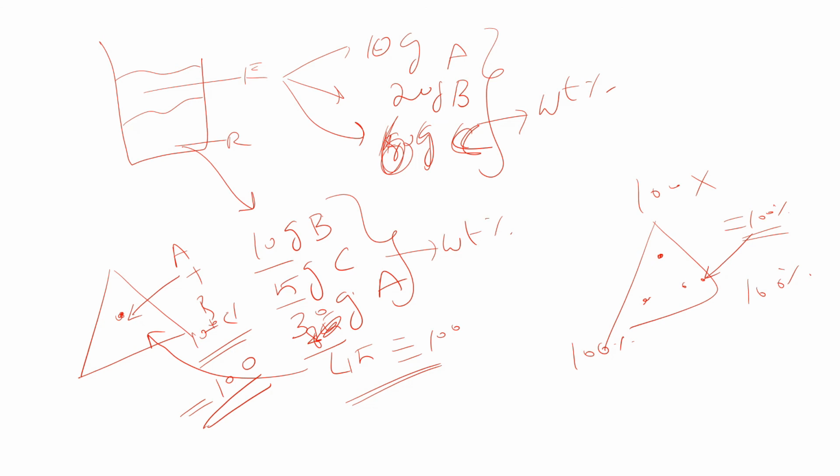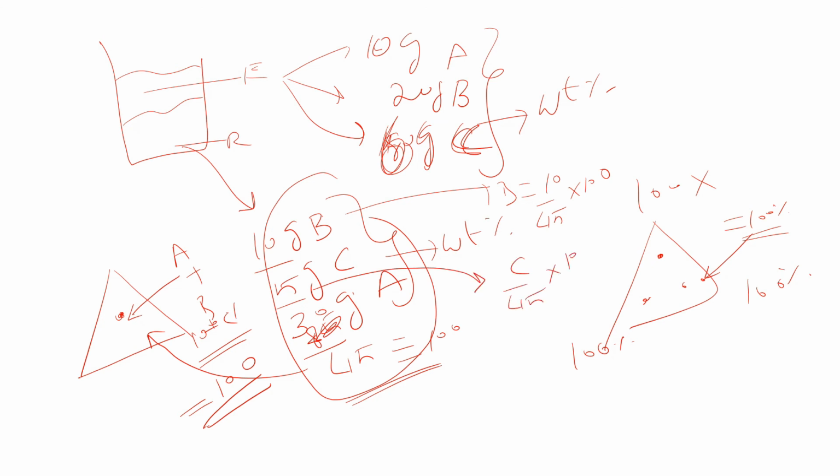So let's take this value, 10, 15, 30, this one. So your weight percentage of B will be equal to 10 divided by 45 multiplied by 100. And weight percentage of C will be C divided by 45 multiplied by 100.